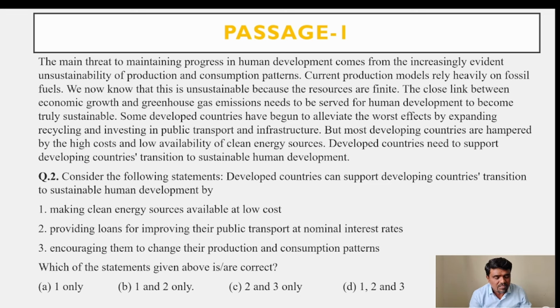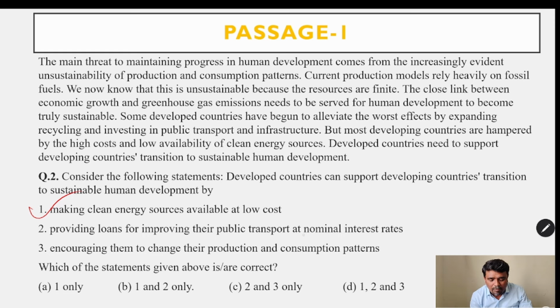Second question, based on the same passage. Consider the following statements. Developed countries can support developing countries' transition to sustainable human development by. I already asked you this question. If they want to support, how do they support? As per the passage, making clean energy sources available at low cost. Yes, that is exactly the problem statement. So to rectify that problem, what do they have to do? Make sure that clean energy is available at low cost. That's a very good point.